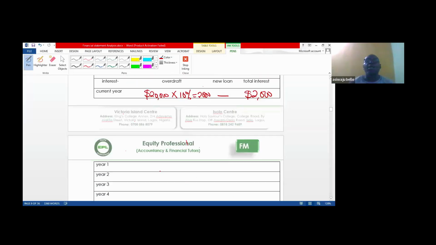In year 1, you are still going to pay interest on overdraft. The annual interest is $2,000.